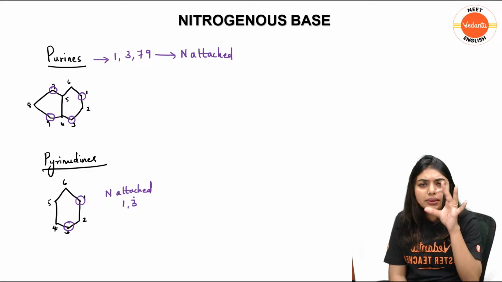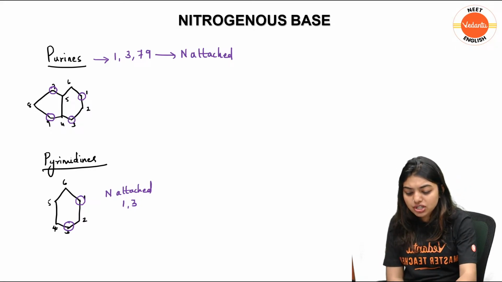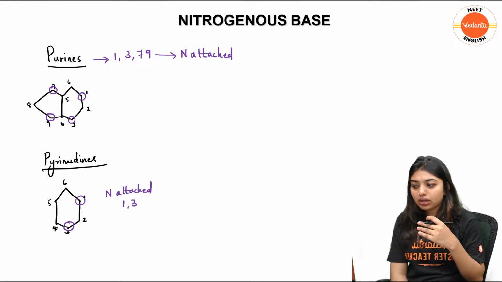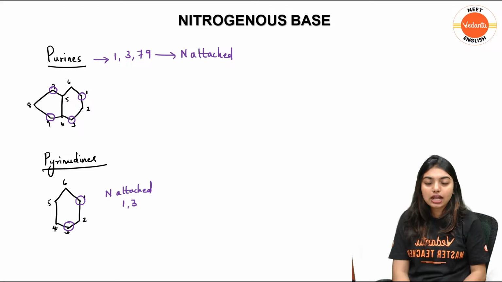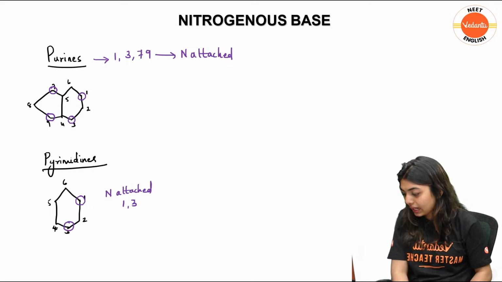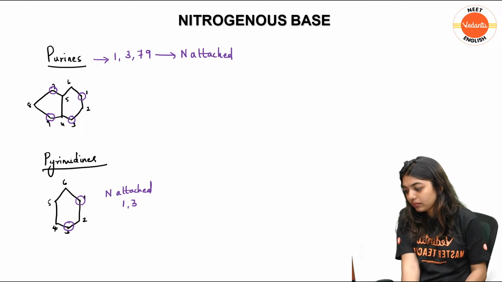Okay, so you can remember it as odd numbers, or any other technique you want, but do remember that if any question comes about which is the position where nitrogens are attached on these purines and pyrimidines, you should always know it is 1, 3, 7, 9. Okay, clear? Yes, clear.